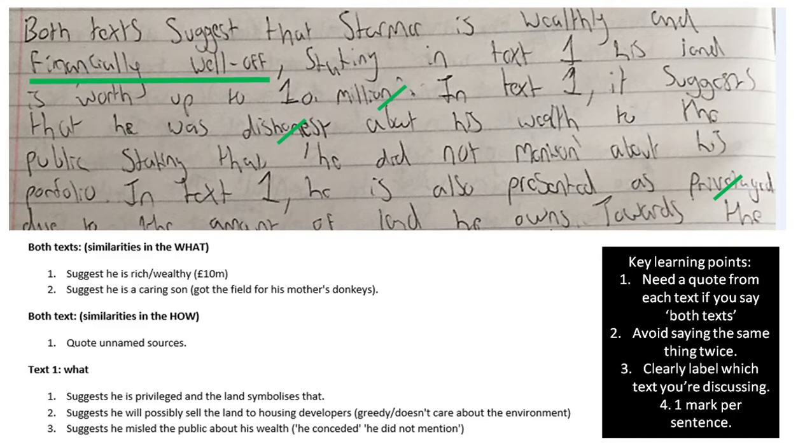All right, so key learning points in this one to write down. You do need a quote from both texts. If you say both texts, you've already written that one down, but this is an example of where it would lose you a mark. Avoid saying the same thing twice, so don't say wealthy and financially well off. If you want to go into journalism, that's like a number 1 rule. And then clearly label which text you're discussing, which this one does really well: in text 1, in text 2, in text 1, in text 2. And then, brilliantly, a mark per sentence here. But bear in mind this is a question where you can get 2 marks per sentence as well. This is nice and fluent, really lovely.